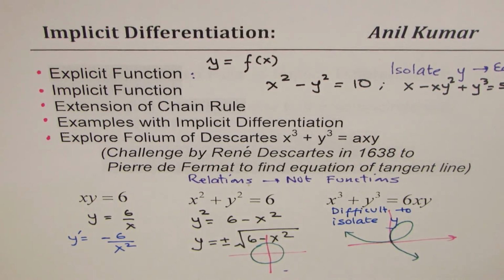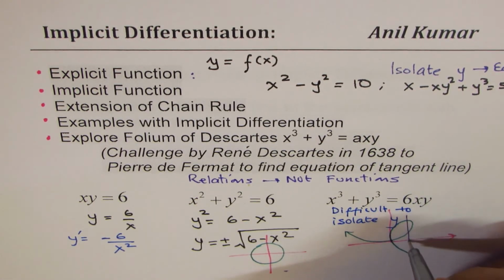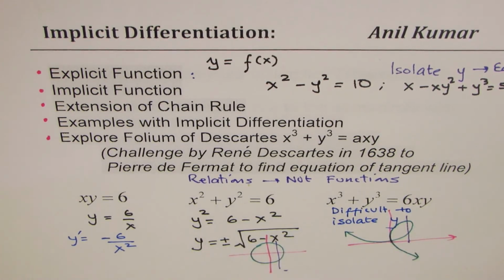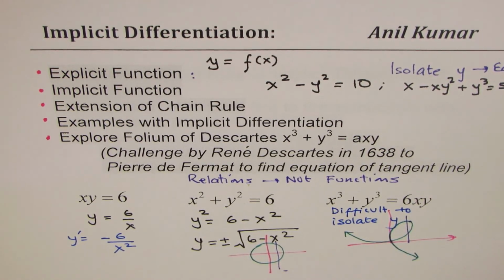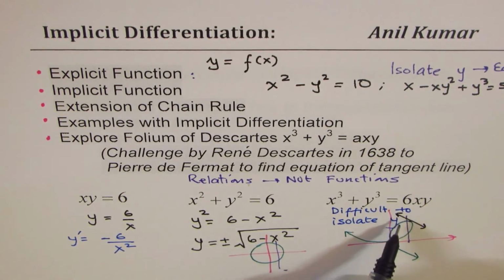So as you can clearly see, this curve doesn't represent a function, as it fails the vertical line test, just as the circle fails the vertical line test. Perfect. But the question is, how do we find the equation of a tangent line for such a curve, right? For example, if I take a point here, we can obviously draw a tangent here. Perfect. So we could have a tangent here which will look like this, and you can estimate the slope of this tangent.